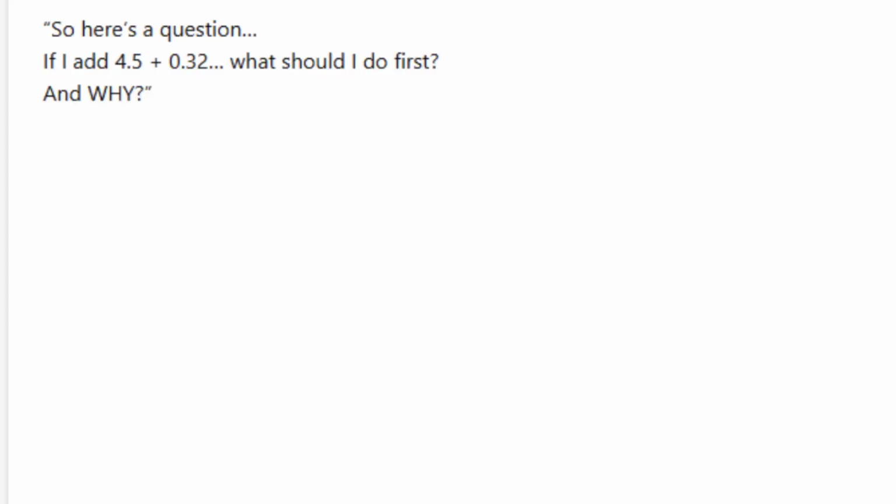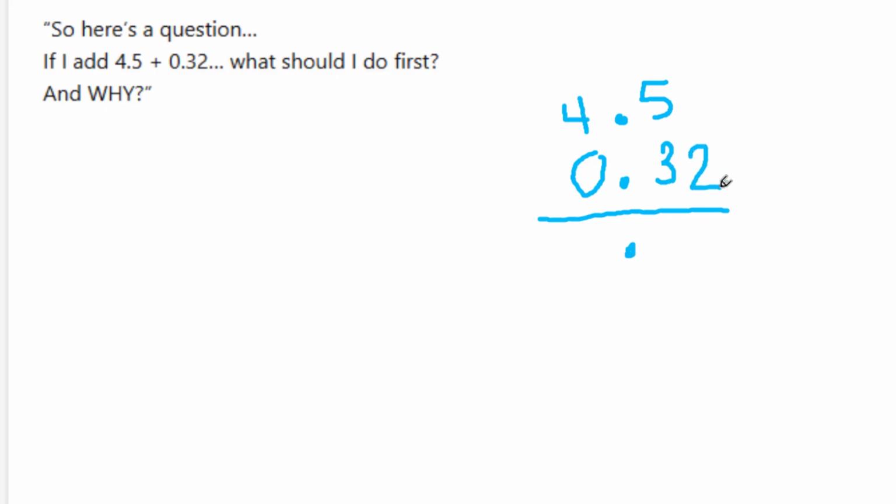So here's the question that you ask yourself. If I add 4.5 plus 0.32, what should I do first? So anytime you see decimals, ask yourself, what is the first thing that I should do? And the first thing that you should do is line up your decimals. 4.5, 0.32. Fill in the zeros for placeholders.